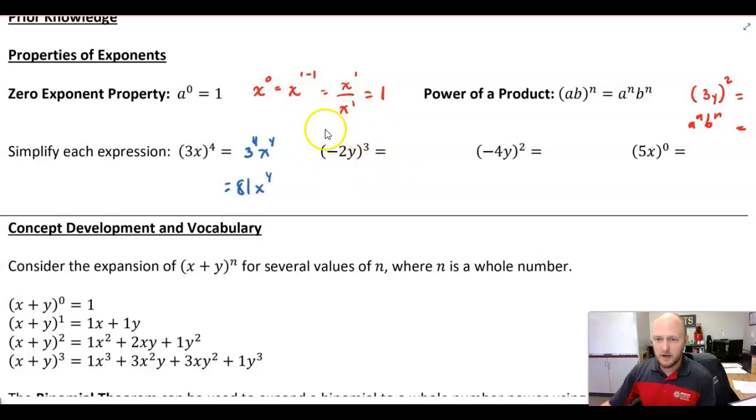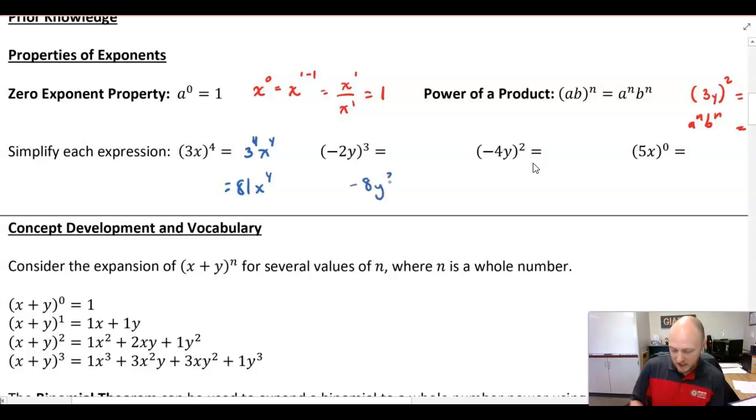All right, so if you tried these for these examples, you should have gotten negative 2 cubed, which is negative 8, times y cubed, which is y cubed. Negative 4y squared, negative 4 squared, 16, y squared, y to the second. And then 5x to the power of 0, that 0 applies to both the 5 and the x. So this is 1, it's just 1. Okay, how'd you do? Good?